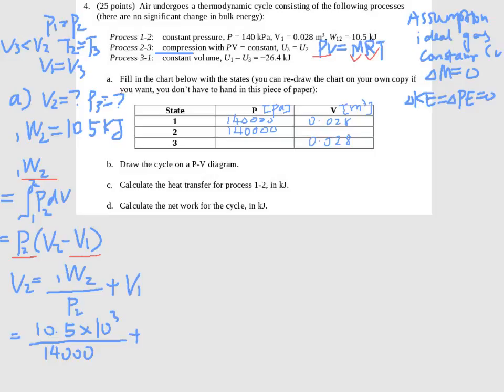plus V1, which is 0.028, and that gives us 0.103 meter cubed for V2. Okay, so I'm going to box this answer and put this right here in our table. So it's 0.103. Okay, we're done with V2.